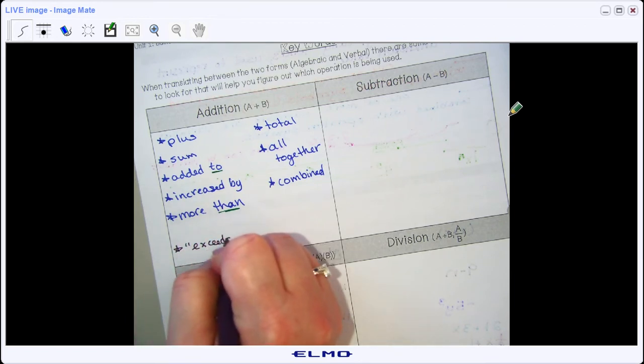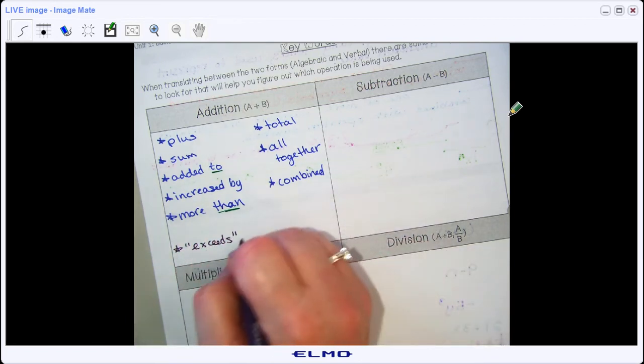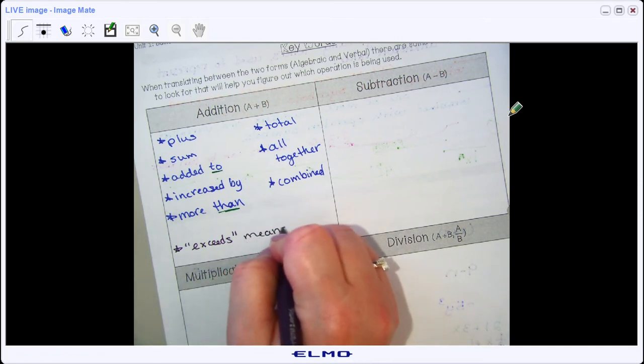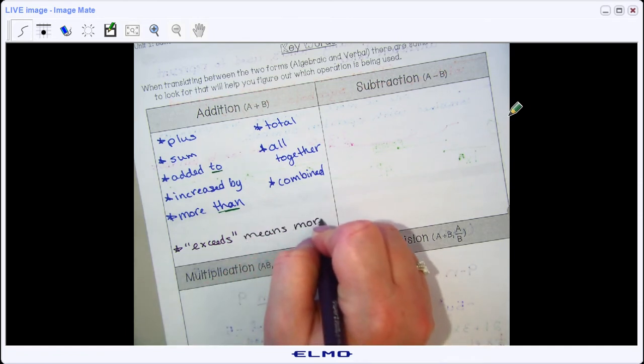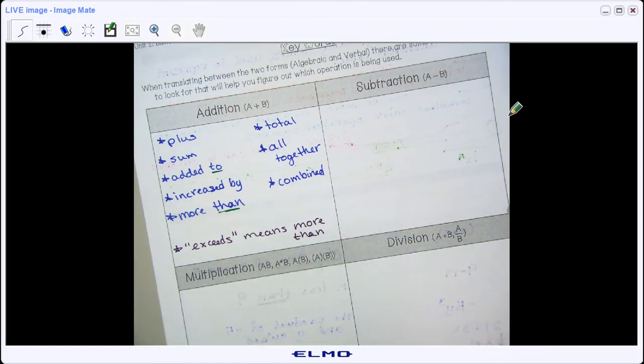And then one word I've been seeing more and more showing up is the word exceeds. And exceeds just simply means more than. So like the cost of hotel A exceeds the cost of hotel B by $10. Means that it would cost $10 more to stay at hotel A than it does at hotel B. So exceeds just simply means more than.